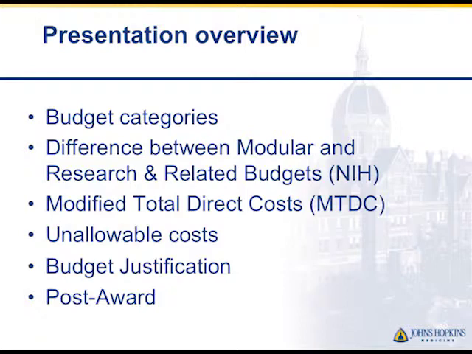So to begin with, I'll talk about the different budget categories when you start planning your budget, and then the difference between a modular budget and a research and related budget in reference to NIH. We'll talk about what modified total direct costs mean. We'll touch upon some unallowable costs. When you start writing your budget justification, what the Office of Research Administration is reviewing in your budget justification. And then finally, once you receive your award, some post-award issues you should look at regarding your budgets.